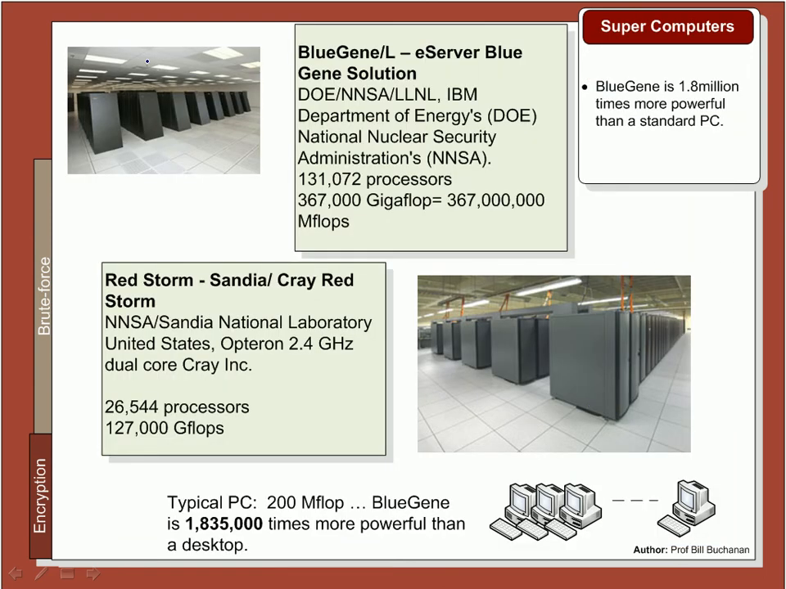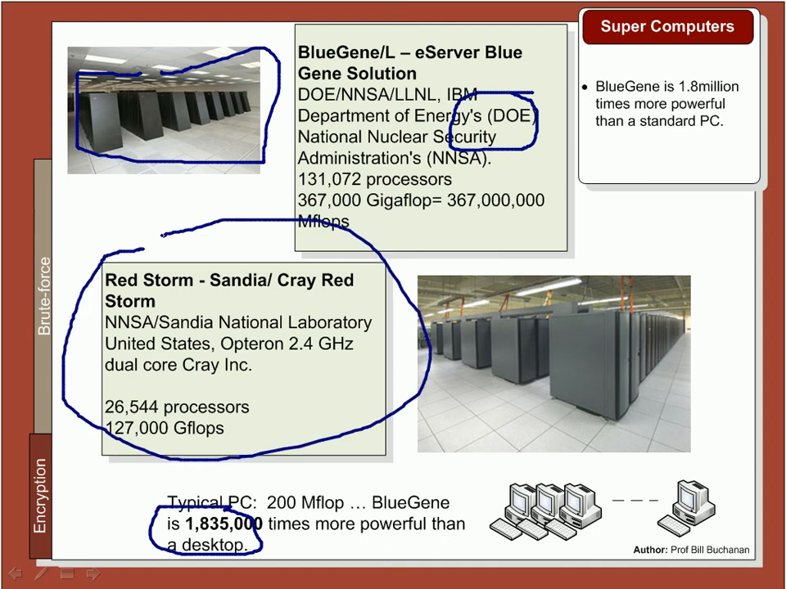Along with this, there are some exceptional computers in the world. One of the largest is the Blue Gene system, which is used by the Department of Energy, and it has 131,000 processors and is nearly 2 million times more powerful than a desktop computer. Red Storm is also a fairly powerful machine with 126,500 processors.